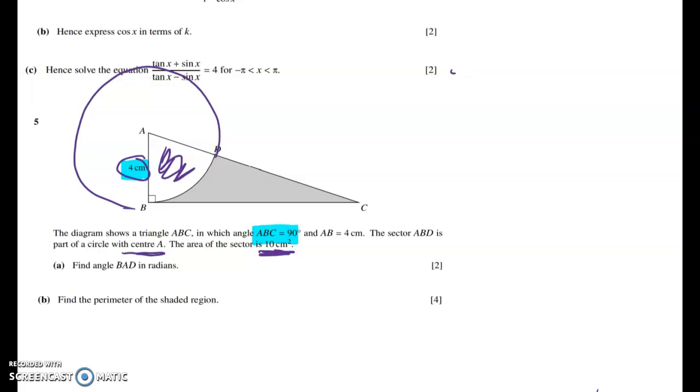So the first formula that we need to write down is going to be the formula for the area of a sector, and the area of a sector formula is equal to half r squared theta, where theta is in radians, right? So the first thing to do is to find that angle BAD in radians, and then we're going to have to find the perimeter of the shaded region. So it's worth reading through the whole question first, even though it's pretty easy to jump in now and find that angle. So the perimeter of the shaded region is going to have 3 bits.